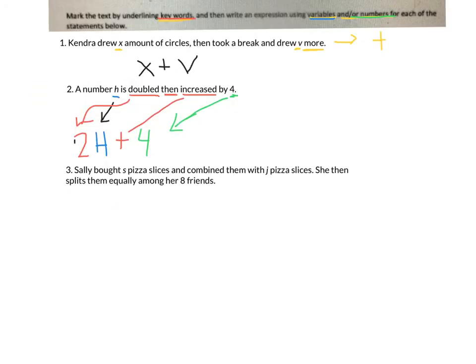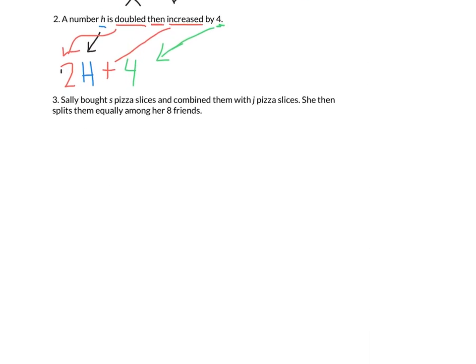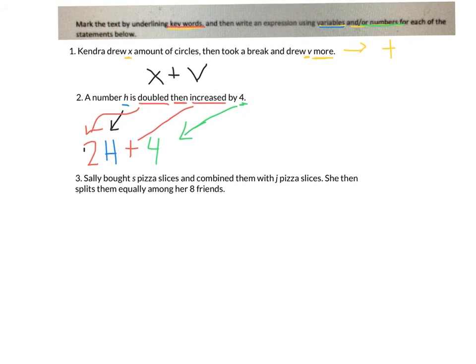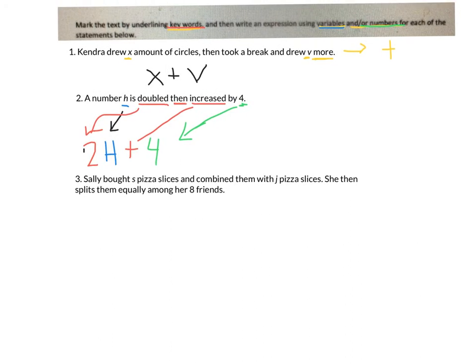So our third one here is Sally bought S pizza slices and combined them with J pizza slices. She then splits them equally among her 8 friends. So let's make sure that we have the color coordination down, and let's go ahead and underline some of the stuff that we need here.